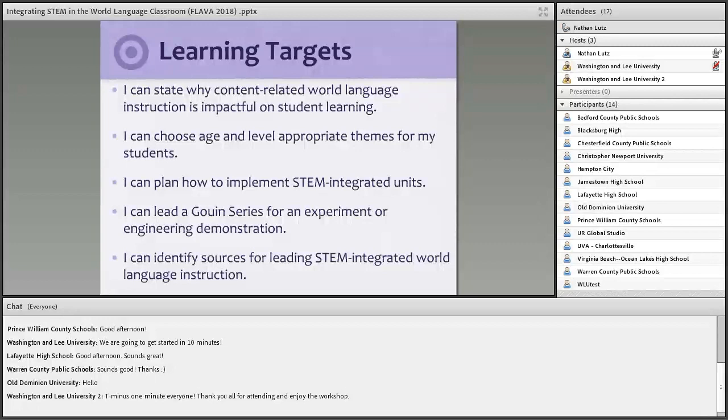So for today's session, I'd like us to consider the following five learning targets, what I want you to walk away with being able to do. I can state why content-related world language instruction is impactful on student learning. I can choose age and level appropriate themes for my students. I can plan how to implement STEM integrated units. I can lead a Gouin series for an experiment or engineering demonstration. And I can identify sources for leading STEM integrated world language instruction.